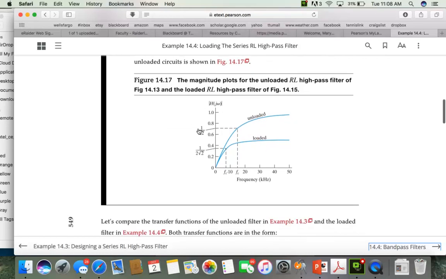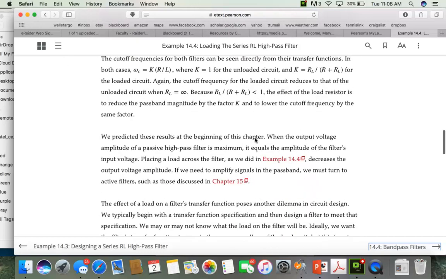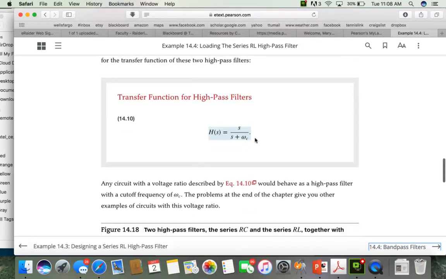So if you look here, here's our unloaded filter. Here's our cutoff frequency. We're approaching a gain of 1. As soon as we put a load on that filter, notice that our cutoff frequency has shifted back, and our total gain is here at 0.5. So it's going to change both your frequency response characteristics as well as the total magnitude that it will output in the passband.